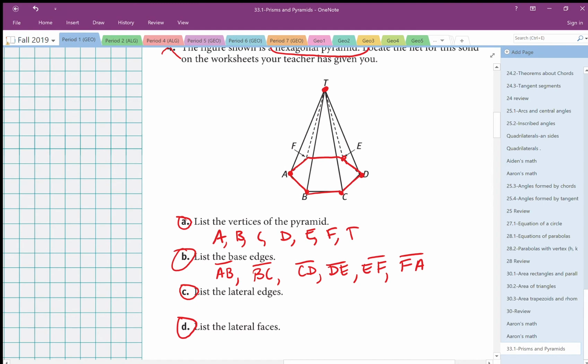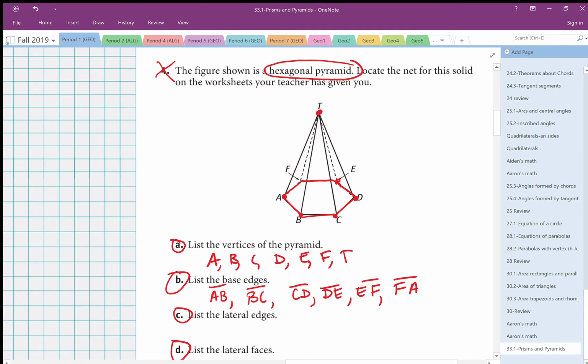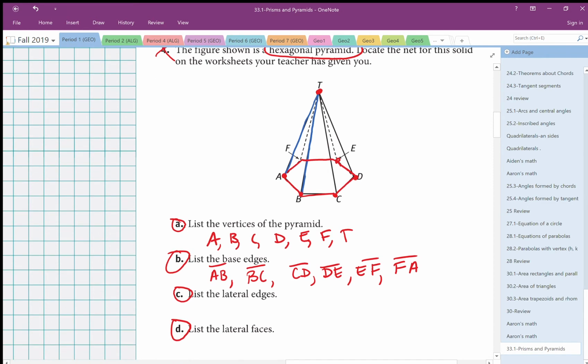List the lateral edges. All right. If base edges is a category, what do you think lateral edges refer to? The edges that are on the side. The word lateral means side. So these edges right here. TA, TB, TC. Do you see the pattern? TB, TC, TD, TE, and TF. Let me put my little lines above them all.